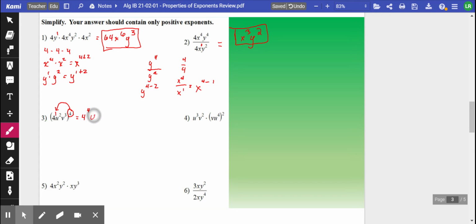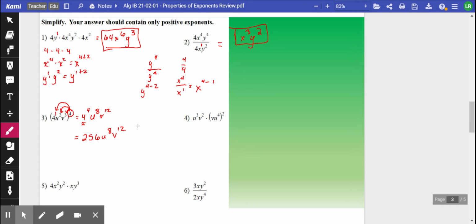For the u, 4 times 2 is 8. And for the v, 4 times 3 is 12. The only thing I have to do is take care of 4 to the fourth power. 4 to the fourth power is 256.